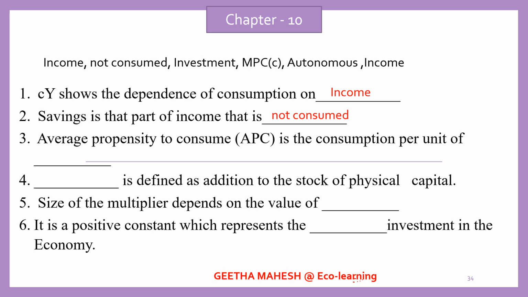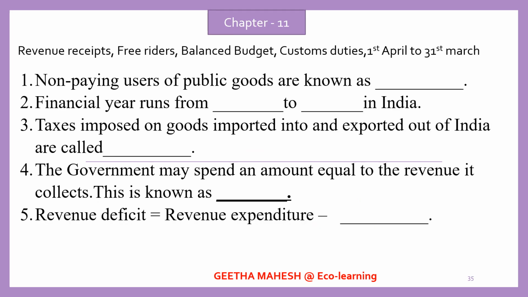Average propensity to consume is consumption per unit of income. Investment is defined as addition to the stock of physical capital. The size of multiplier depends on value of marginal propensity to consume. It is a positive constant which represents autonomous investment in the economy. Non-paying users of public goods are free riders.